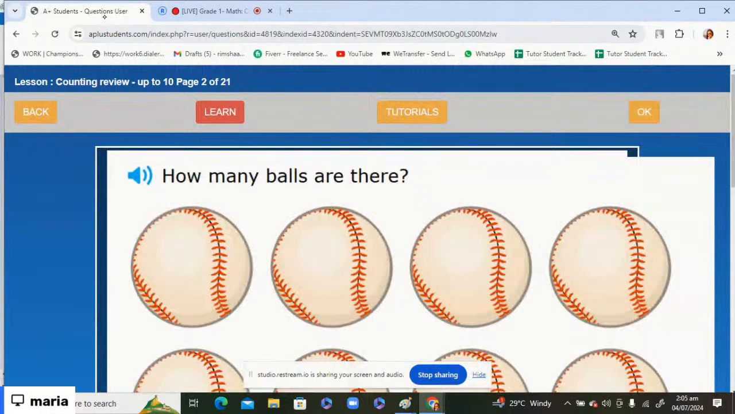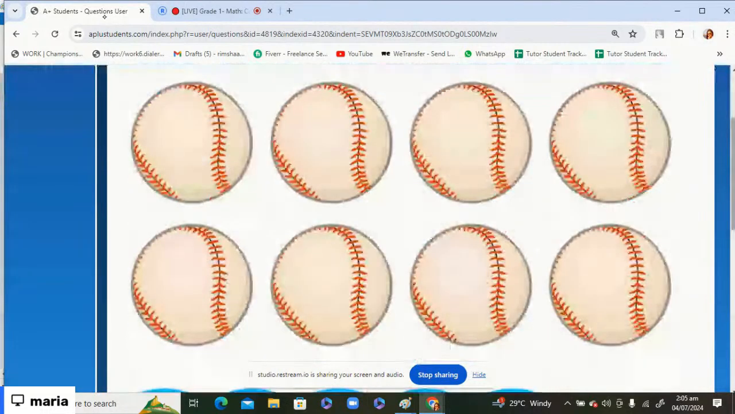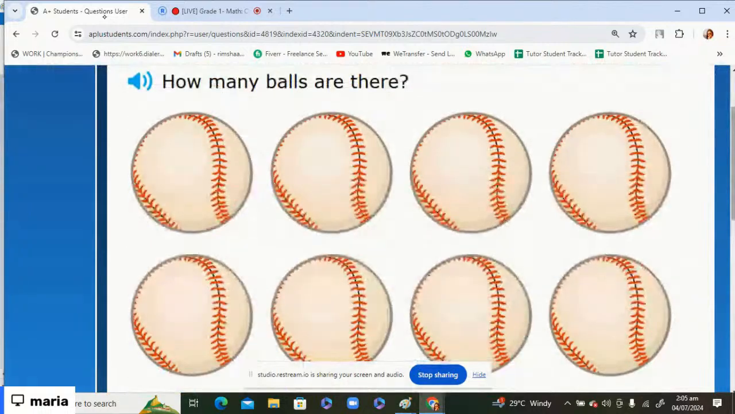Okay, let's count balls together. How many total balls are there? Let's just count it. Now you all count it, please, and then tell me. Okay, this time you guys tell me how many total balls are there. Count it and then tell me the answer.